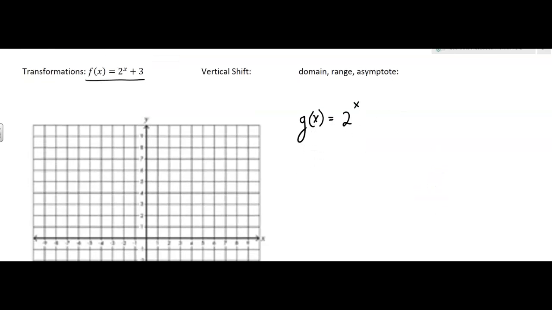So it looks like it goes through the point (0, 1), (1, 2), (2, 4), and then we know it's getting closer to the x-axis. It's an increasing curve, something like that. Now what we're doing here, if I make a little table of values, I didn't do that. I was hoping we just remembered the table of values from before, but we'll just put these in.